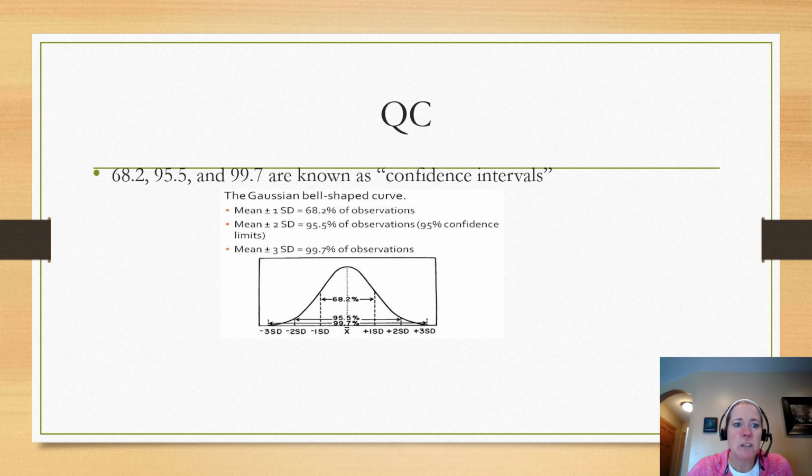Quality control. Know that 68.2, 95.5, and 99.7 are confidence intervals. We use a Gaussian bell-shaped curve for this. Know that the mean plus or minus 1 standard deviation is 68% of the observations. Plus or minus 2 is 95.5 or 95%, and the mean plus or minus 3 is 99.7, which is almost all the data. That's why we only go up to 2 standard deviations with our data. Going all the way to minus 3 plus 3 would be including almost everything.